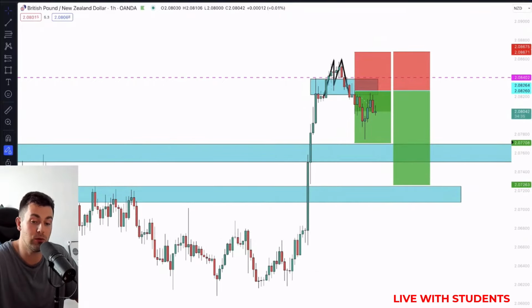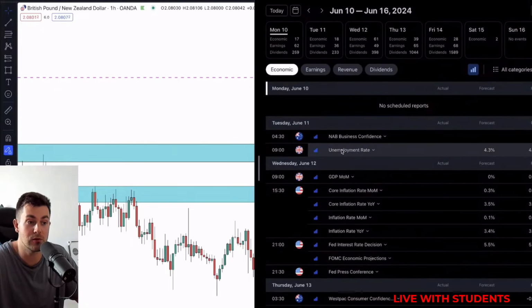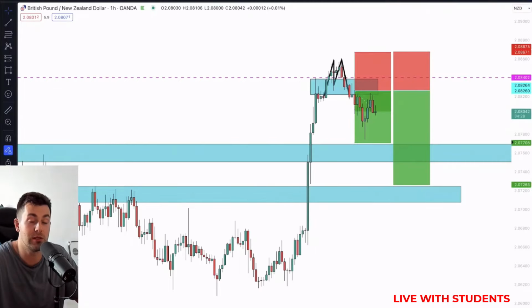And patience. Today, as you know, we don't have any important fundamentals, so most likely we will see more action tomorrow, so be ready to wait.